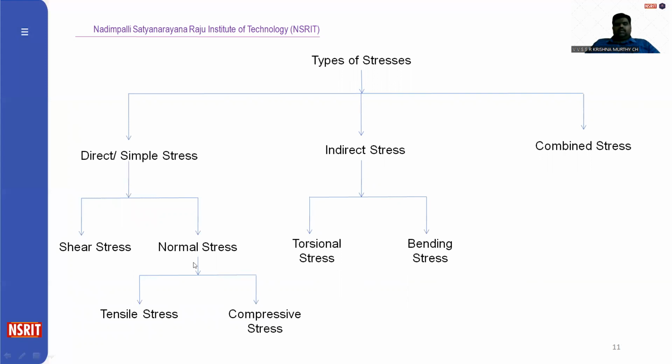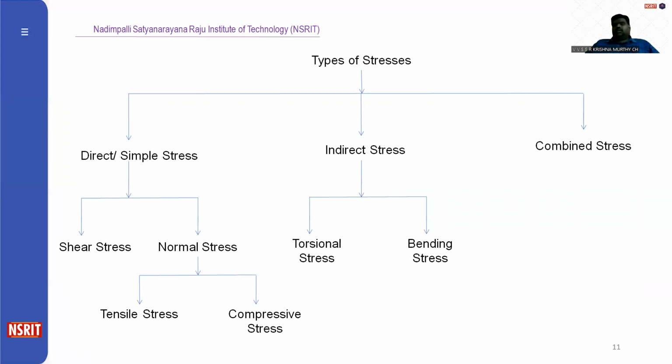Now what do you mean by the normal stress subclasses, tensile and compressive? Whenever two equal and opposite forces are acting on a body, then the applied load is in two equal and opposite directions. Suppose this ball is a solid, and you want to stretch two sides equally, then the body will be elongated. That is called tensile stress.